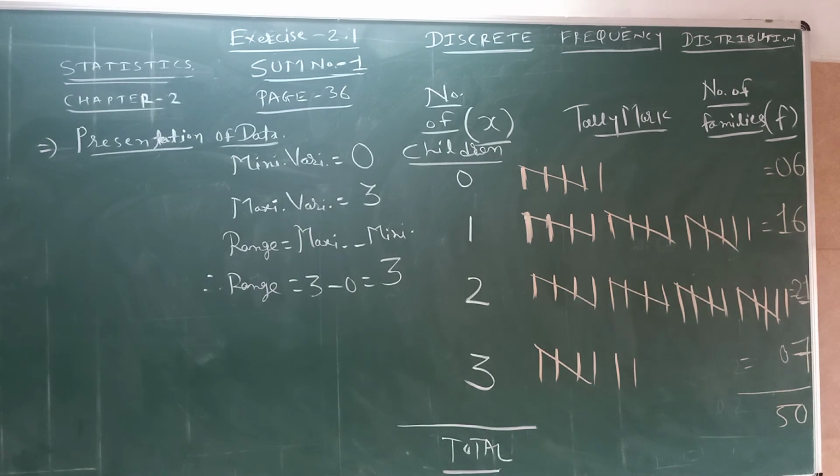The question also provided 50 families, so we can cross-check whether our sum is perfect or not. Here the total is 50. That's why we can definitely say that our sum is accurate and perfect. So you can now write it down in your notebook, students. You can do further sums of such type in which you have to prepare the discrete frequency distribution.